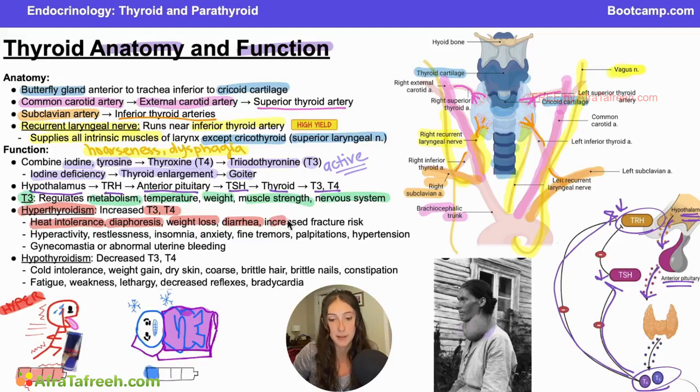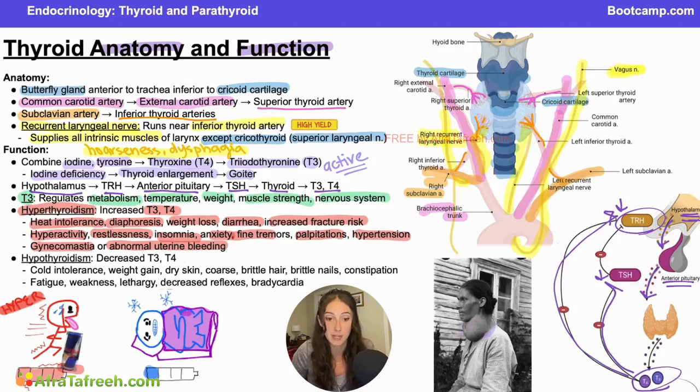So we have diarrhea. There's an increased fracture risk with hyperthyroidism as well that comes over time from some hormonal changes. Additionally, remember hyperactivity, restlessness, insomnia, anxiety, fine tremors, heart palpitations, or even hypertension. All these things you could see if someone took 7 energy drinks, which is why our little guy down here has a Red Bull.